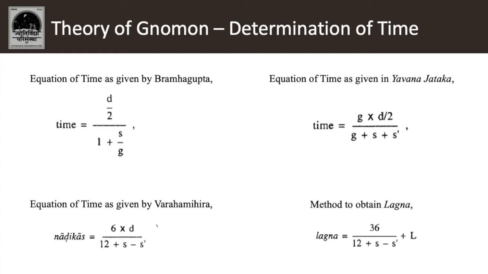Now try to understand, lagna is actually the intersection. That is what lagna means, or you can say conjunction, a joining. So lagna is calculated by Varahamihira, and you can see the term L, which has been added. That is actually the longitude of the sun, the celestial longitude of the sun. So this is in general how you can determine time by using the gnomon. And these are the formulas which are proposed by various astronomers and mathematicians from different texts.